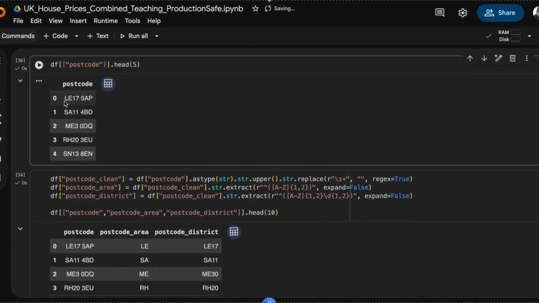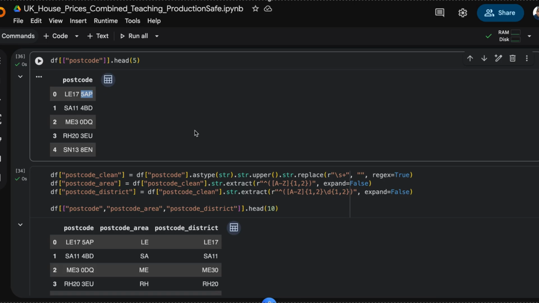Let's look at the raw postcode column. Each postcode contains highly specific geographic information. In the UK, a full postcode can identify a small group of addresses, sometimes even a single building. This level of granularity is too detailed for direct modeling. If we one-hot encode full postcodes, we could end up with thousands of unique features. That would increase dimensionality, increase sparsity, increase computational cost, and risk overfitting.